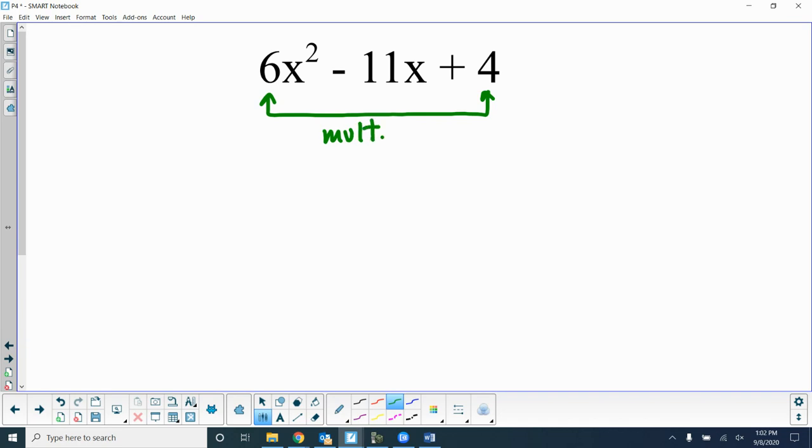What's 6 times 4? 24. Okay, now, when you were first taught this by your freshman algebra teacher, maybe 8th grade, you might have been taught a guess and check method, like find the factors of 6x squared and 4, that when you get them in the right combination, it gives you negative 11 in the middle when you FOIL it.